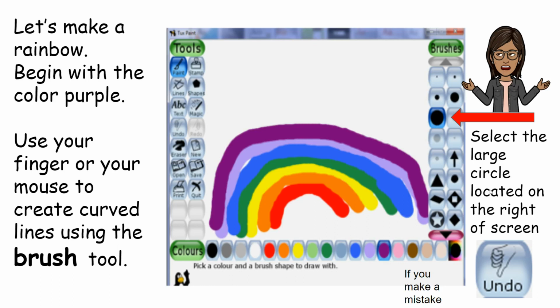Let's make a rainbow. The students will be making a rainbow either on the computer with their trackpads, or if they're using their mobile devices such as the iPad, they will be using their fingers to create a curved line to show a rainbow. Undo is a tool to use when they make a mistake. So we practice that one a lot.